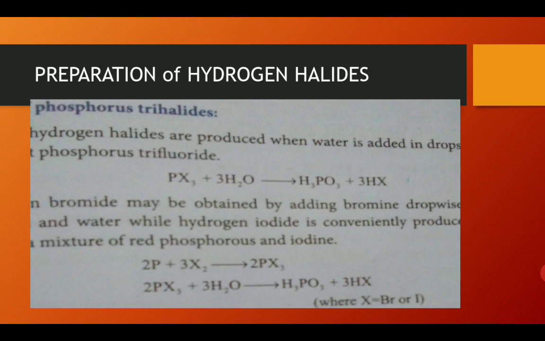The next one, phosphorus plus 3X2 gives 2PX3. So X you can have bromine or iodine. PX3 plus 3 water molecules gives H3PO3 plus 3HX. So X here is bromide or iodide.